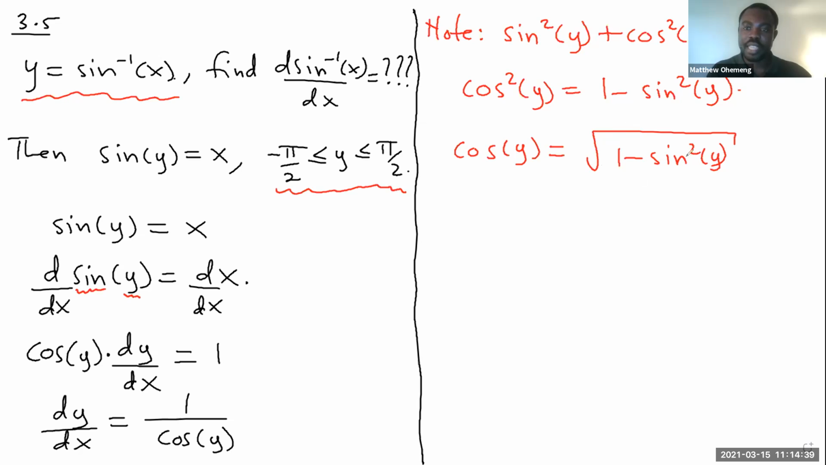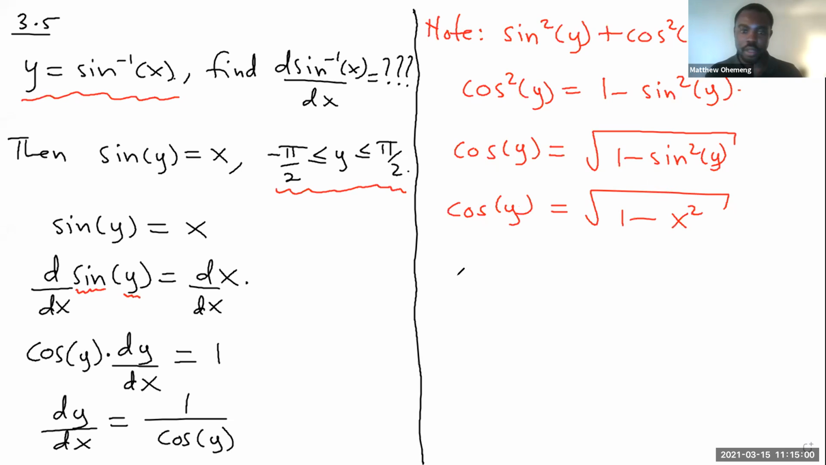But then what is sine squared of y? Well, I know sine y equals x. So cosine of y will be equal to the square root of 1 minus x squared, since sine y equals x. I can just substitute this here and then I get this. So now I've been able to get cosine of y in terms of x.